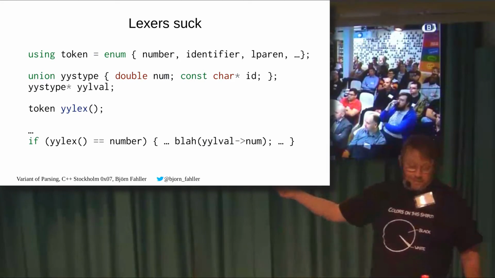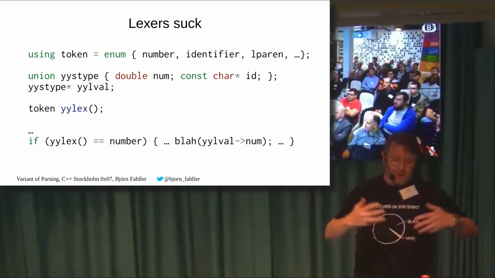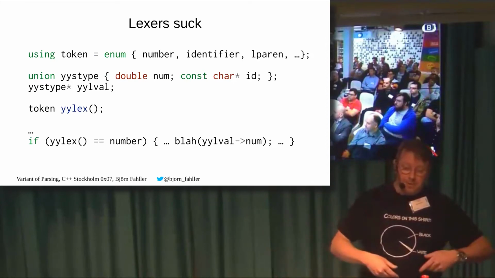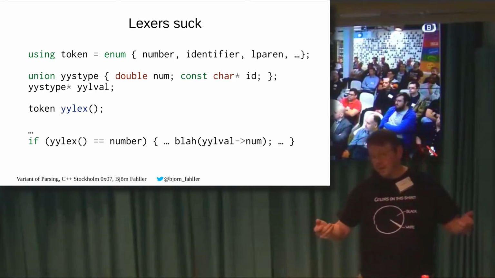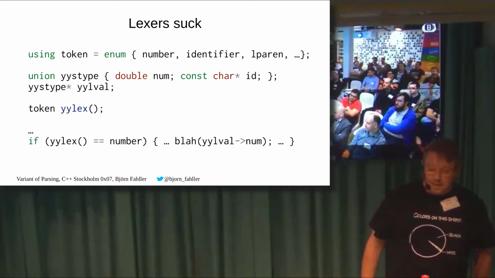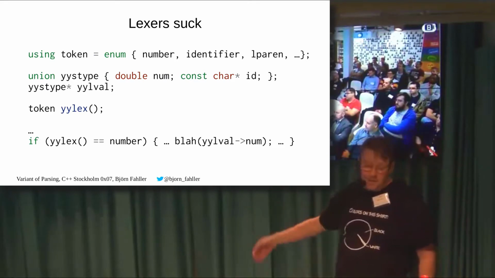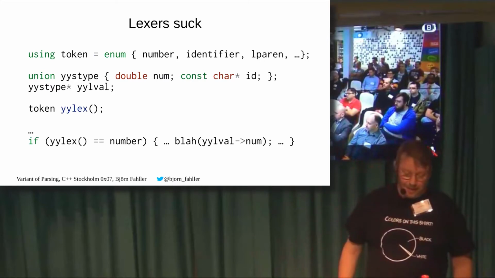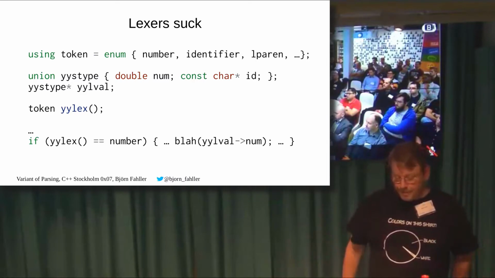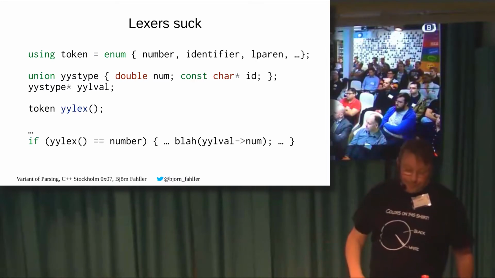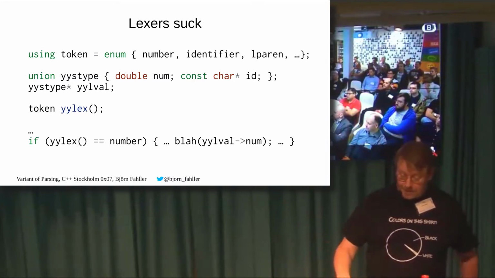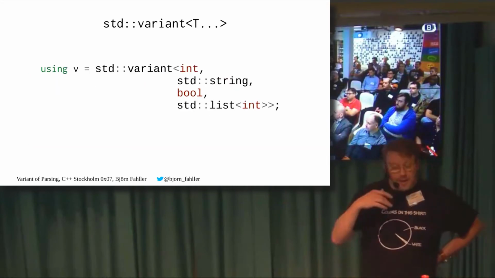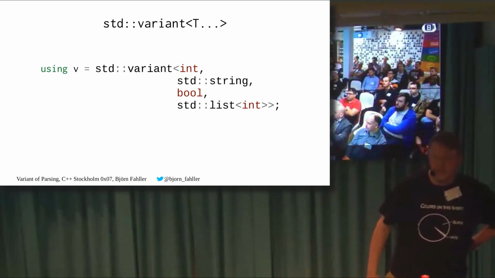Typically, I have this. You have some enum for your tokens and some horrible union for values that are associated with tokens, and you have to write code like this last line where you just hope that you get things right. And if you don't, well, life is not too good. It's difficult to debug. All right, enter C++17.